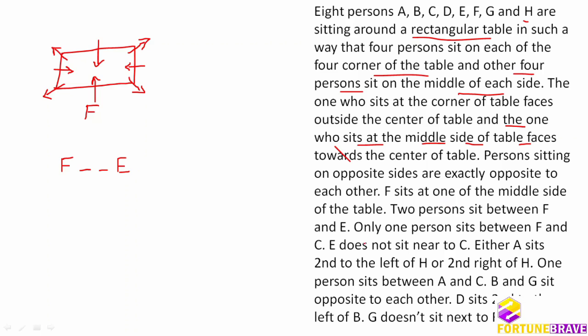Only one person sits between F and C. So between F and C, there is only one person. E does not sit near C, which means C will not come here. Can you understand? C will not come here. So C will not sit near E.